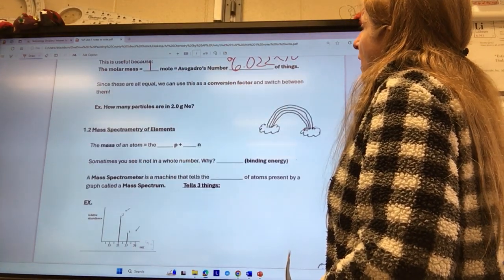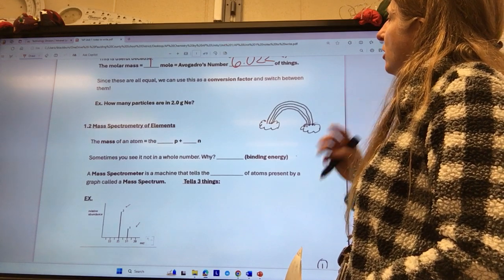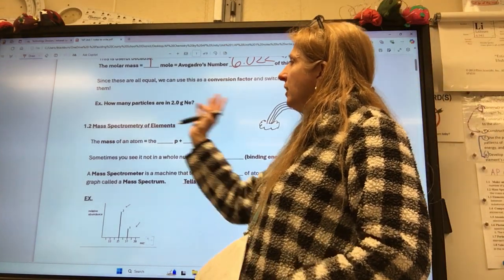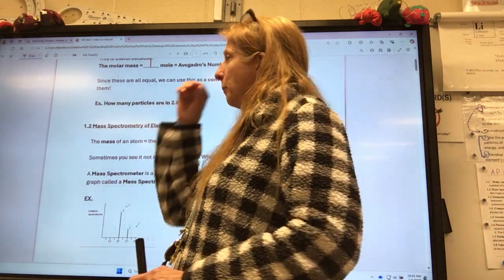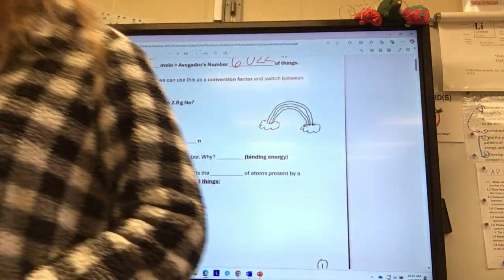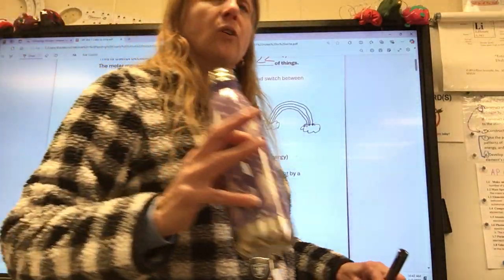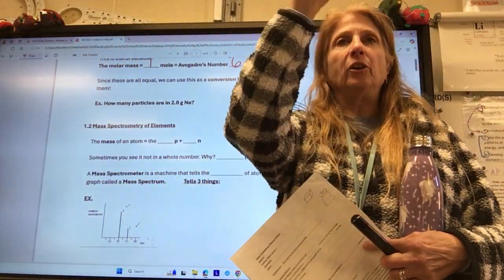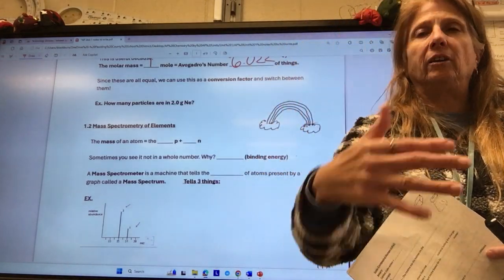Okay? Now, since these are equal, you can use a conversion factor to switch between them. So we're going to do a little problem here. It's just an example of a conversion factor problem, and I like to use train tracks for conversion factor problems. You can do them in steps and do each step going down in a column.